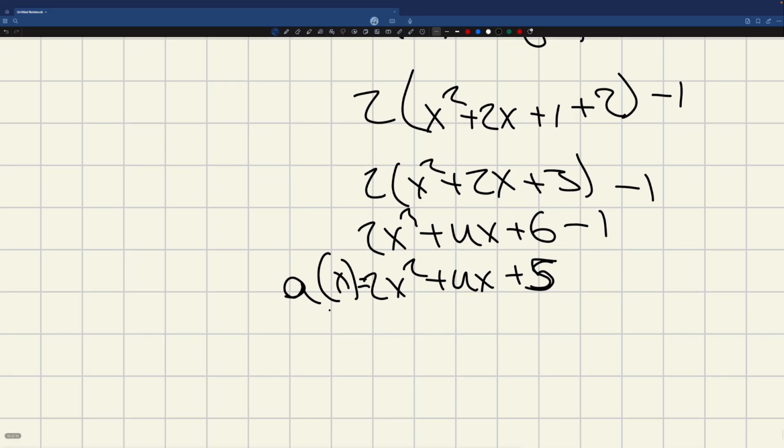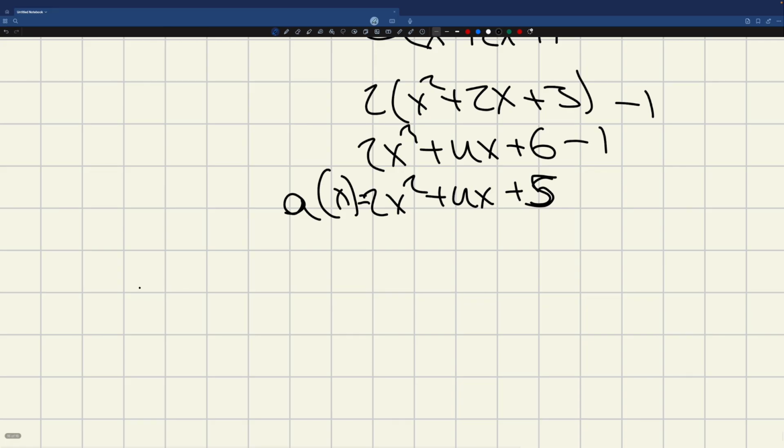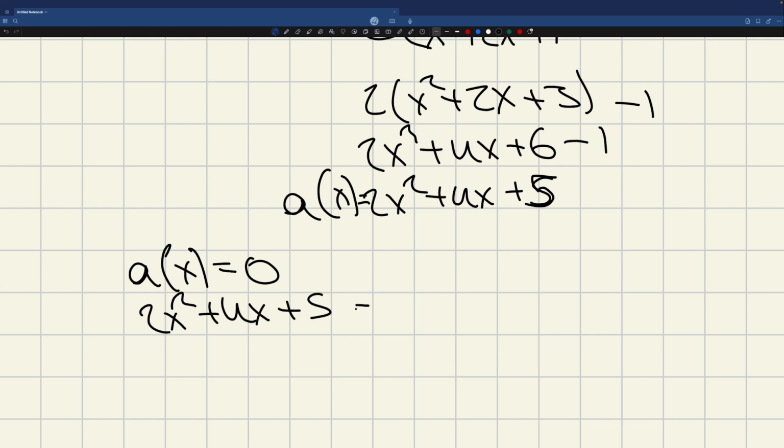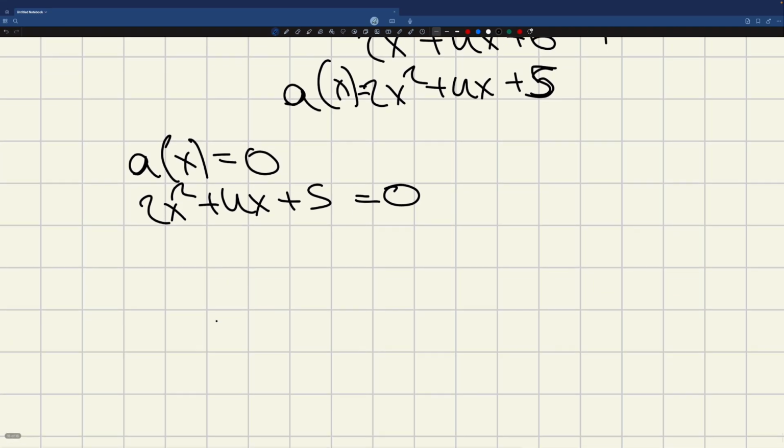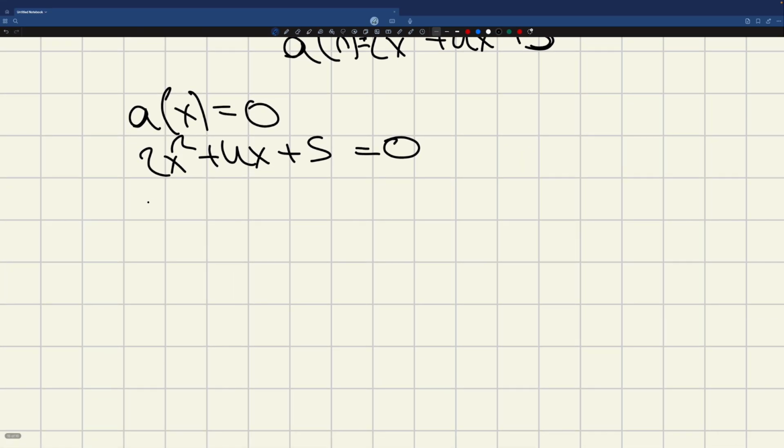So a subpoint to that question might be, work out a of x is equal to 0. Now what you do here is just go, okay, we know that a of x is equal to this. So we can just simply say that 2x squared plus 4x plus 5 is equal to 0. So how do we solve that?